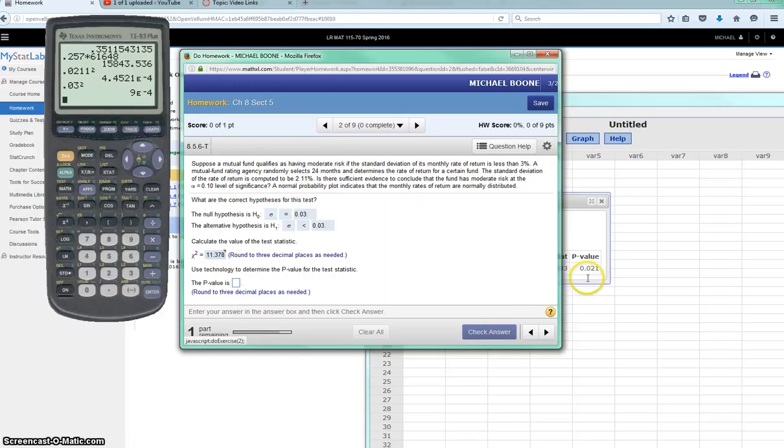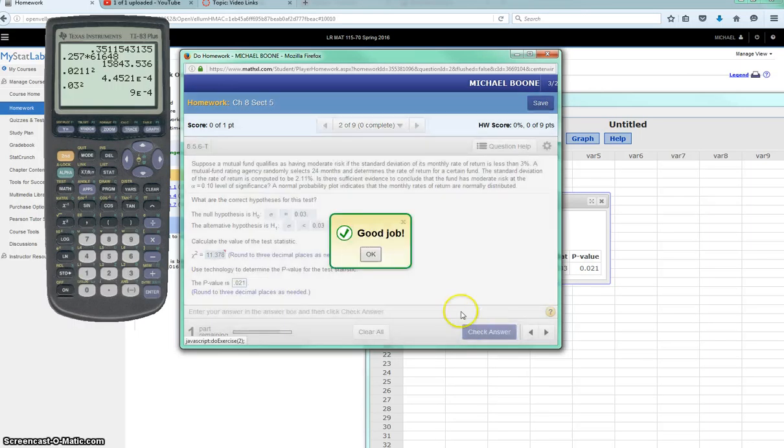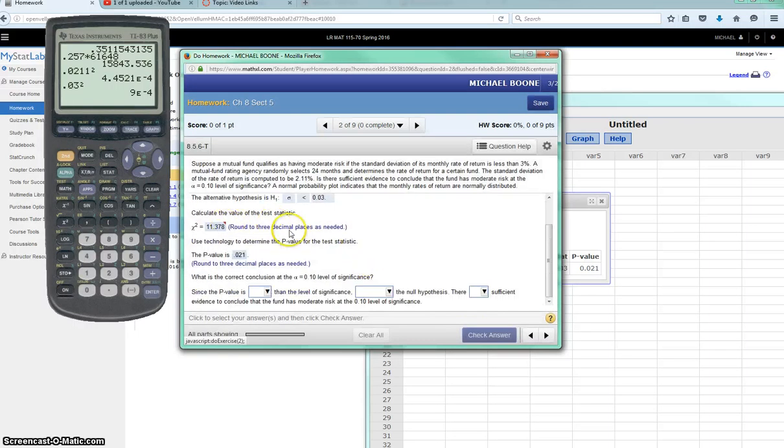P-value, let's see how this one works out. Our p-value we got is 0.021. Let's see how it does. Good. Just didn't like our test statistic. So if we look at our alpha and our p-value, our p-value is lower than our alpha. If the p is low, the null's gotta go. So since the p-value is less than the level of significance, we will reject the null hypothesis, and there is sufficient evidence to conclude that the fund has moderate risk.